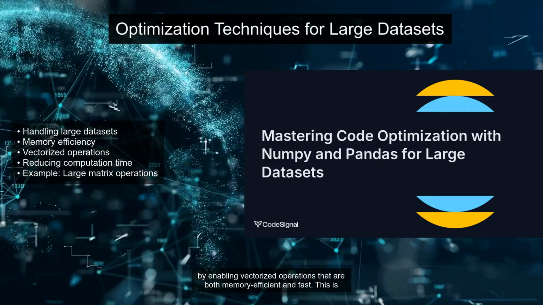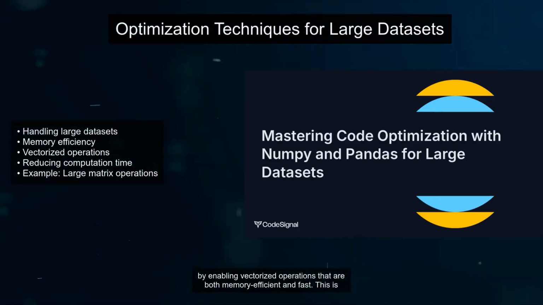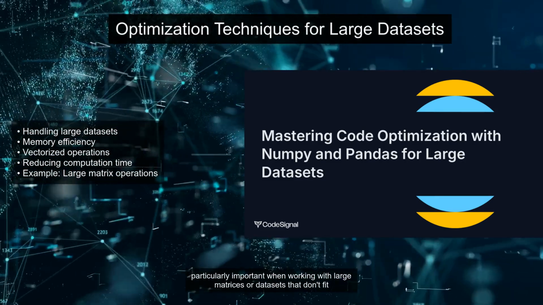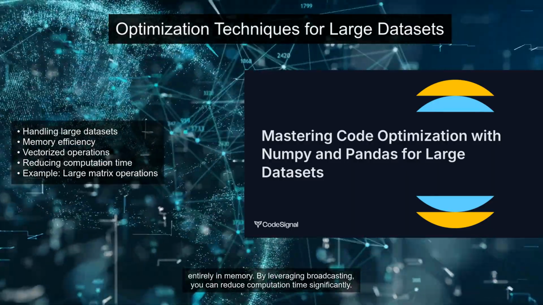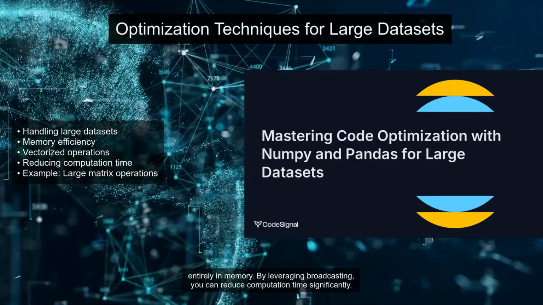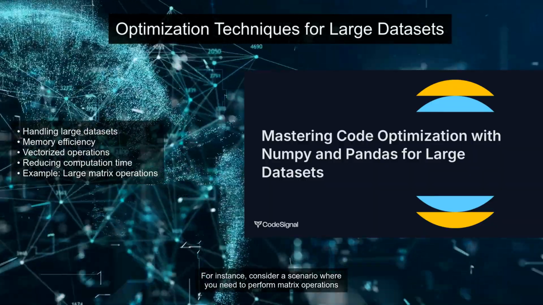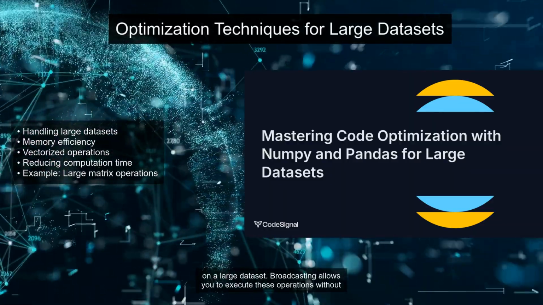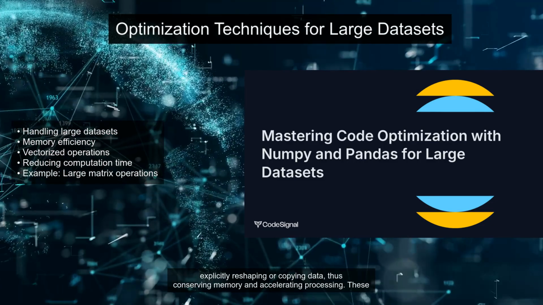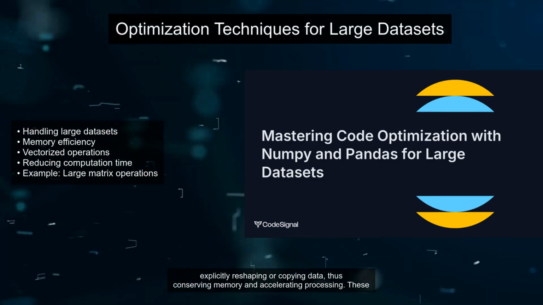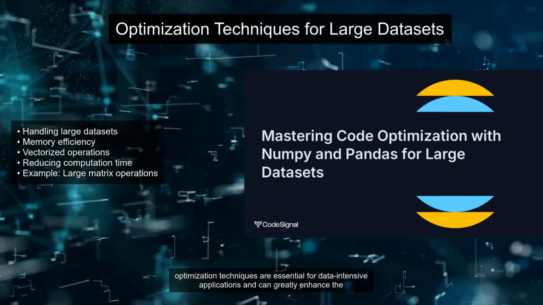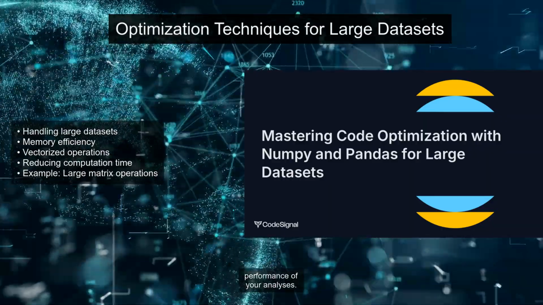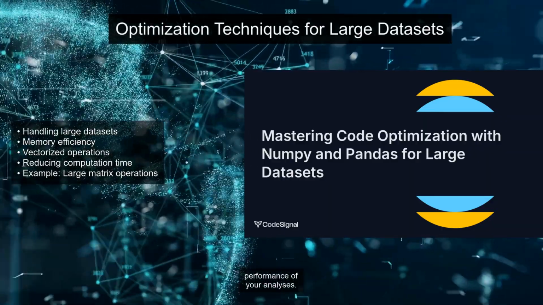When dealing with large datasets, optimization becomes crucial. Broadcasting offers a solution by enabling vectorized operations that are both memory efficient and fast. This is particularly important when working with large matrices or datasets that don't fit entirely in memory. By leveraging broadcasting, you can reduce computation time significantly. For instance, consider a scenario where you need to perform matrix operations on a large dataset. Broadcasting allows you to execute these operations without explicitly reshaping or copying data, thus conserving memory and accelerating processing. These optimization techniques are essential for data-intensive applications and can greatly enhance the performance of your analyses.